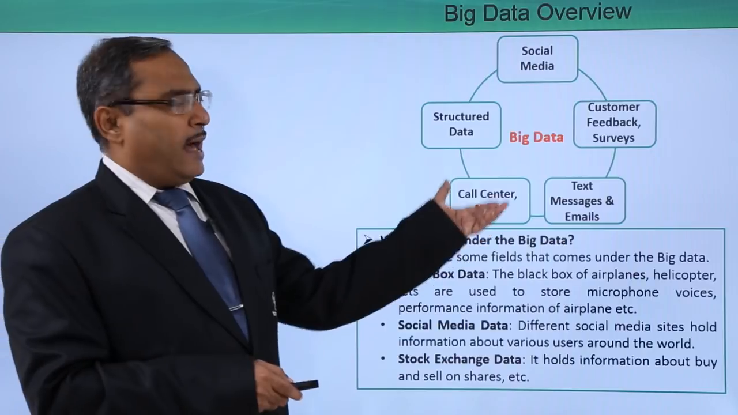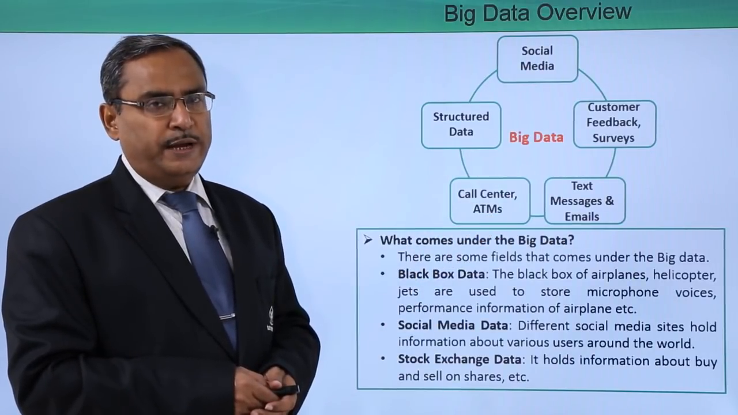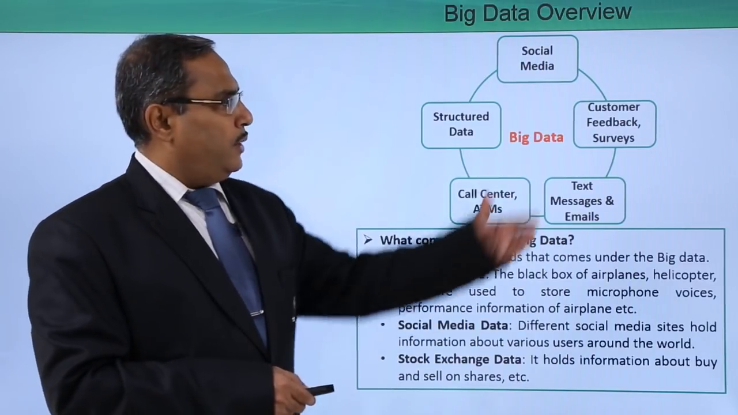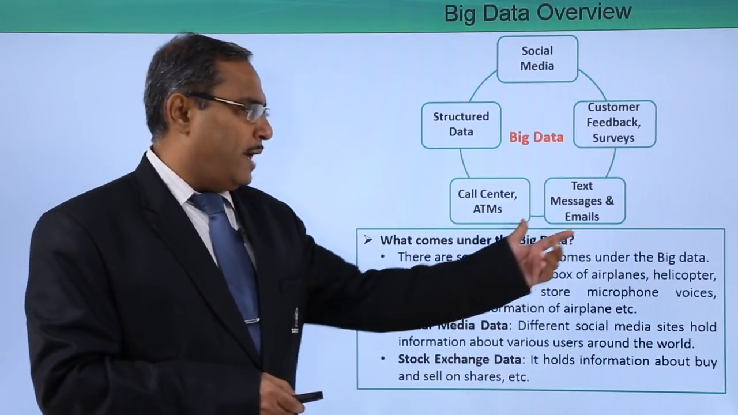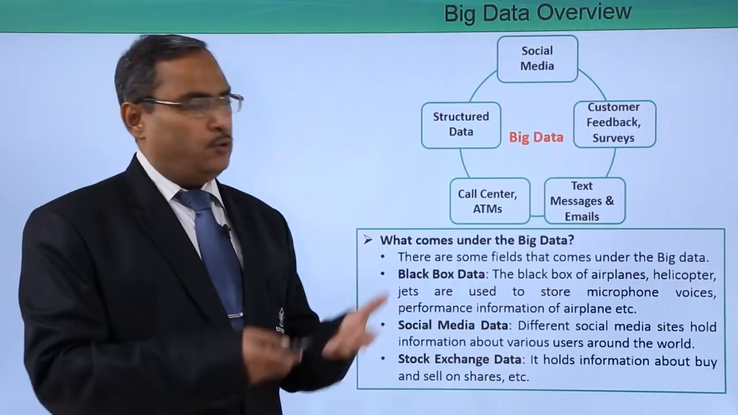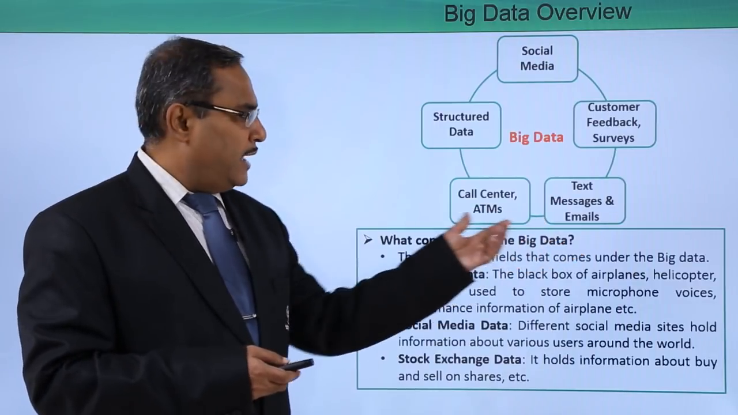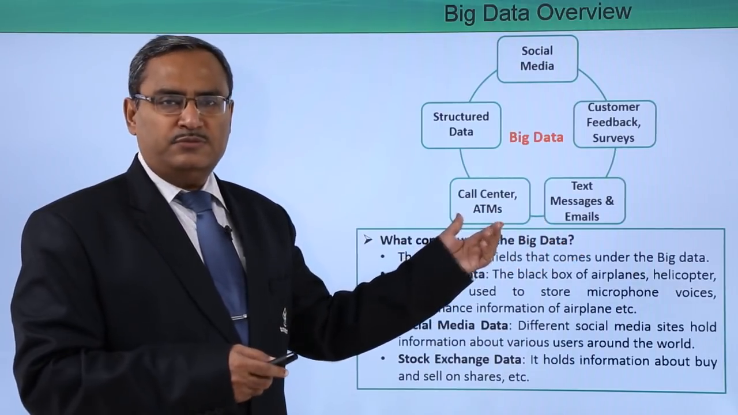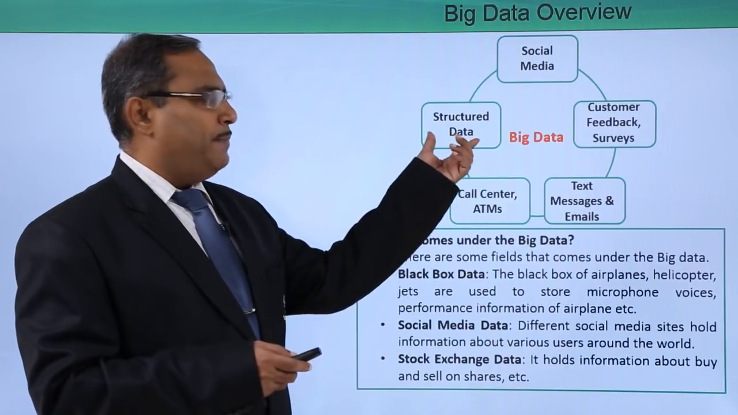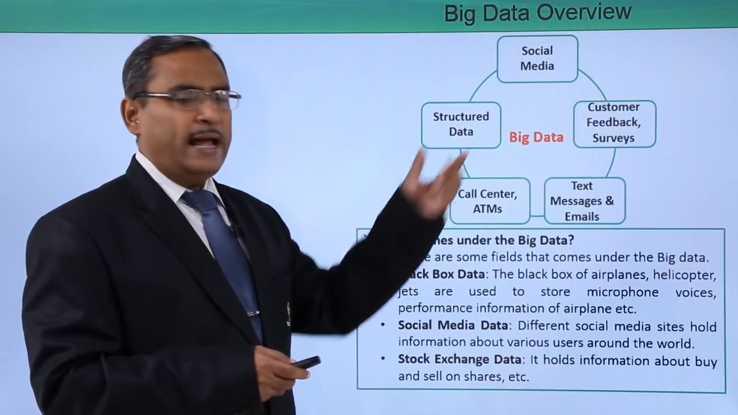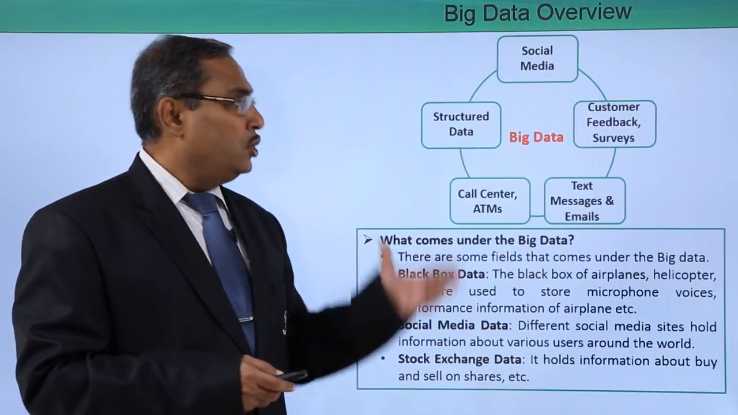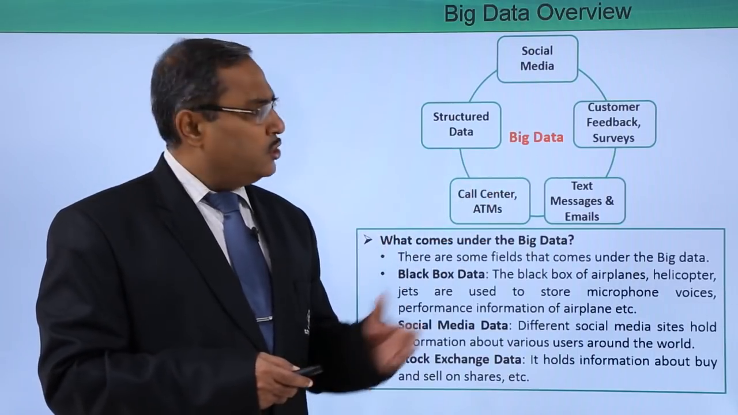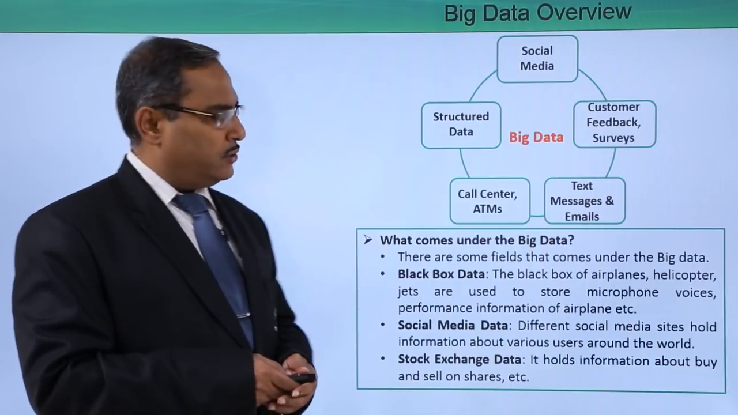So here you see we are having different sources from where this big data is originating. We are having social media, customer feedback and surveys, text messages and emails, which we always use, and call centers and ATMs. We are having so much data, different kinds of data. Here we can have structured data, unstructured data, semi-structured data, and so on. So these are the different origins. Let us go for some further discussion on them.